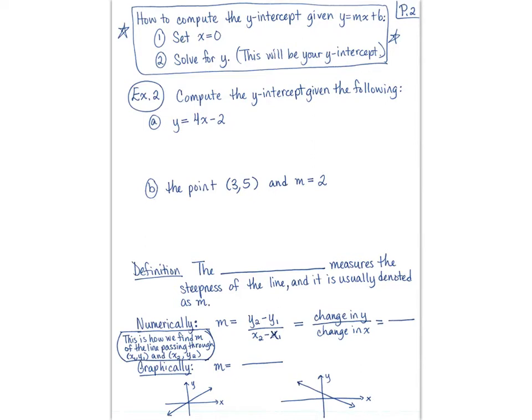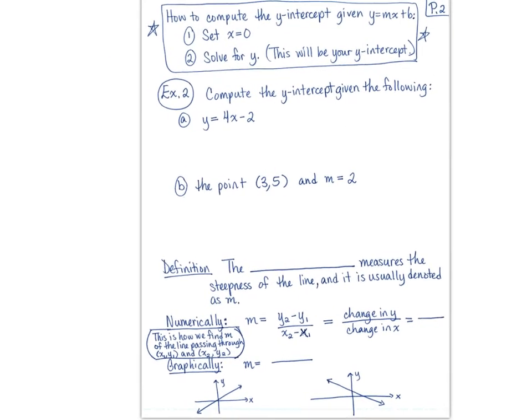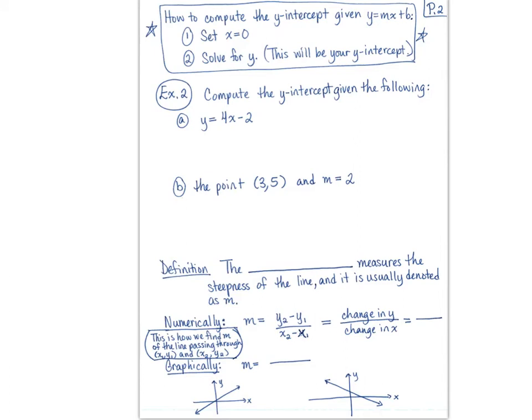Next, how to compute the y-intercept given y equals mx plus b. You set x equal to 0, and then you solve for y. This will be your y-intercept. Do you need me to zoom in on the screen, or is this okay? Okay. So again, to compute the y-intercept given the equation of a line, y equals mx plus b, you set x equal to 0, so plug 0 in, and you solve for y. Your resulting answer will be your y-intercept.